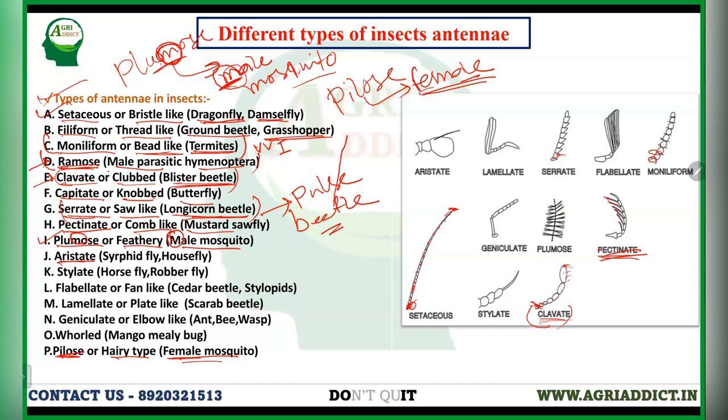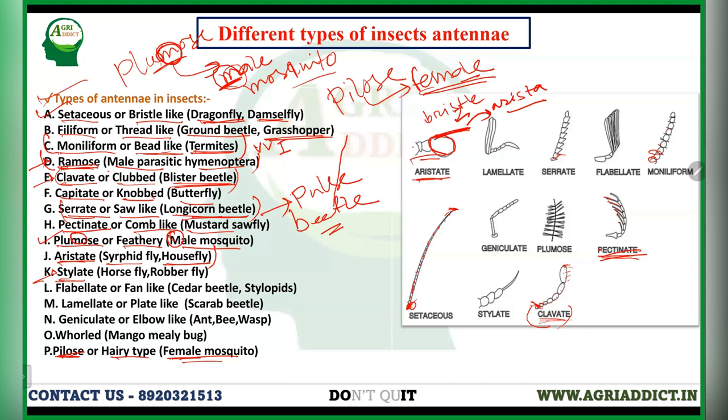Another one is aristate type of antenna. In this type, the small terminal segment is enlarged, and it bears a conspicuous bristle. Bristle, you all know about the bristle. This is known as the arista. So this type of antenna is known as the aristate type of antenna. It is found in syrphid fly and the common house fly, that is Musca domestica, Musca indica, and also domestica, both can be correct.